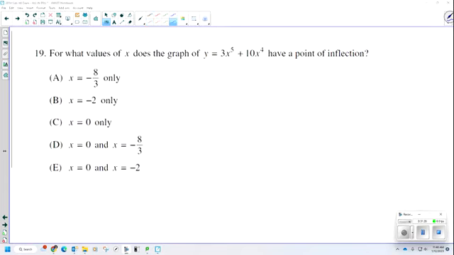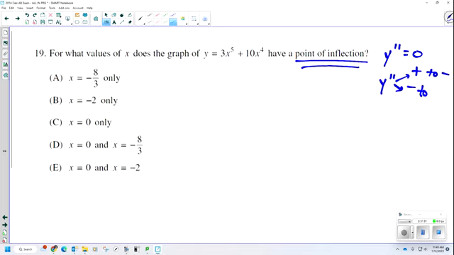Two more problems. We are almost done. Number 19. For what values of x does the graph of y equals 3x to the fifth plus 10x to the fourth have a point of inflection? Point of inflection. That's where the second derivative is equal to 0. And around that 0, my second derivative has to change from either positive to negative or negative to positive. So my sign of the second derivative has to change around that 0.